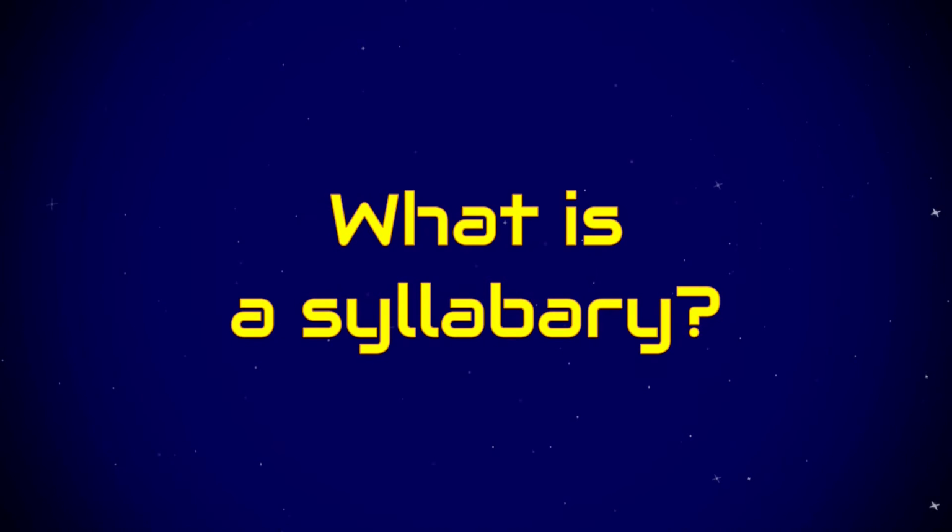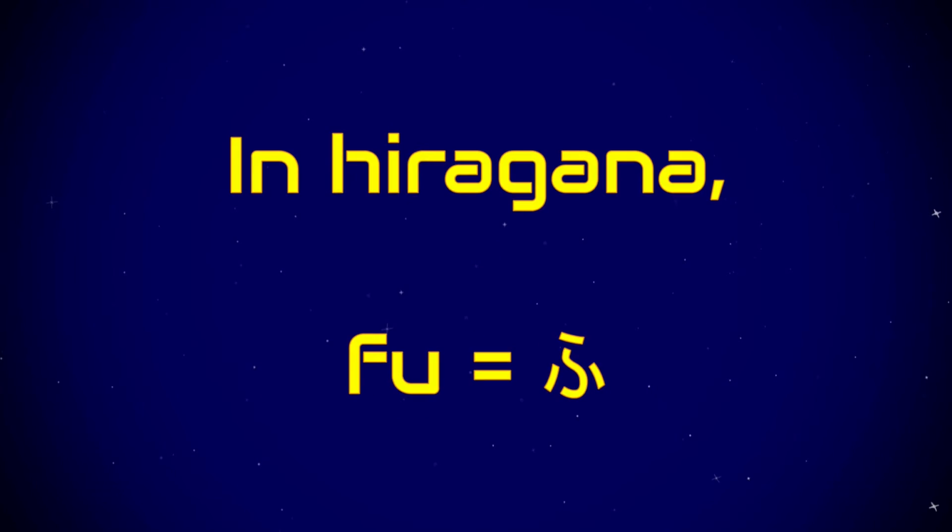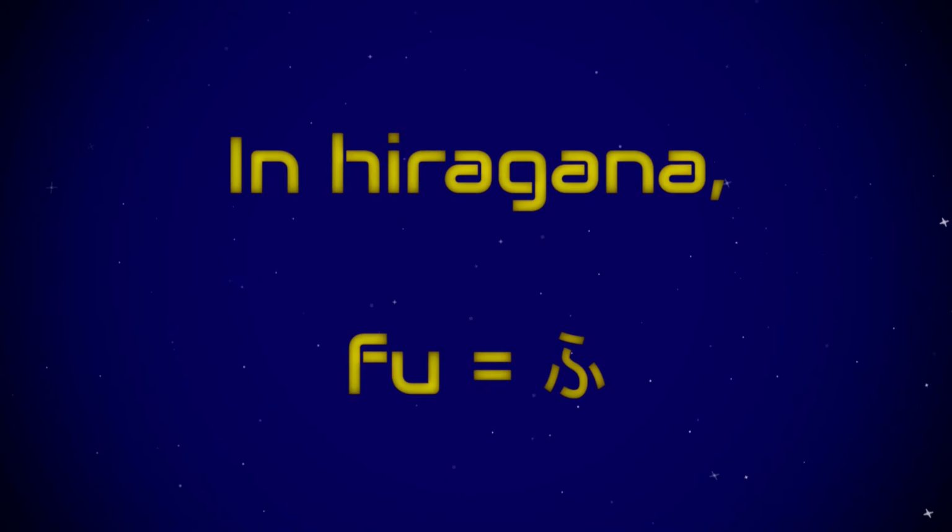Now, have you ever heard about syllabaries? In a syllabary, a sign represents a syllable. For example, when you write the sound fu in English, you'll need at least 2 letters, whereas in Japanese, you'd only need 1. I picked hiragana to start my series on Japanese writing. In hiragana, you write futon like this.